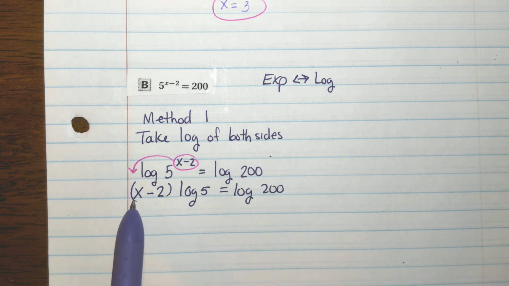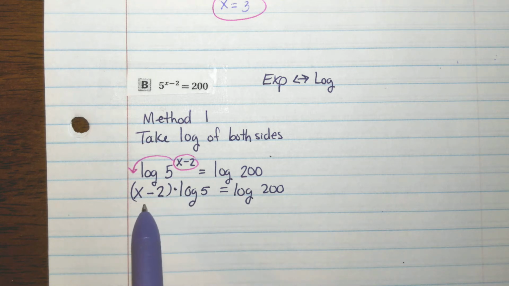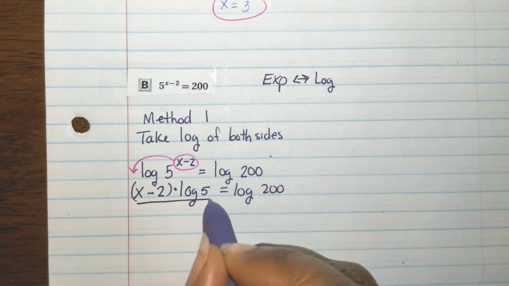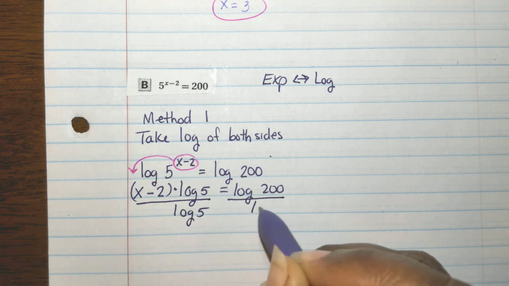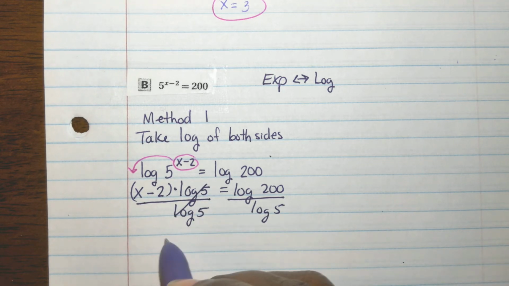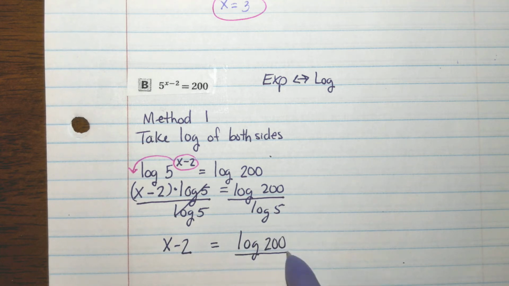Remember, we're solving for x, so I need to remove everything off the side that is not x. I'm going to start by dividing both sides by log of 5 to move it to the other side. So log 5 divided by log 5. And what I have left is x minus 2 is equal to log 200 divided by log 5.